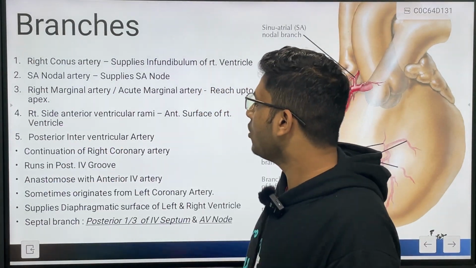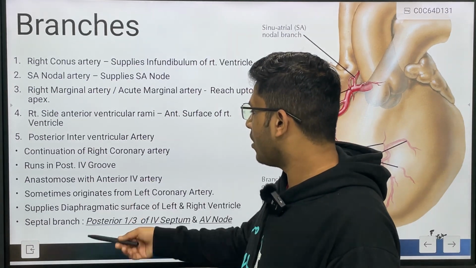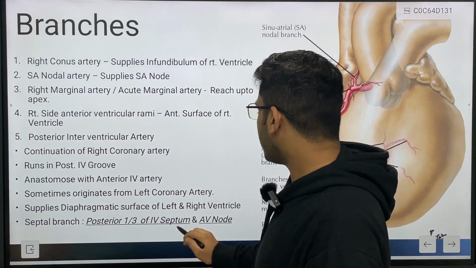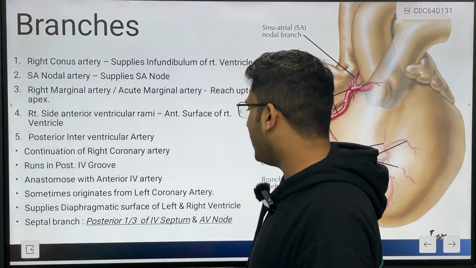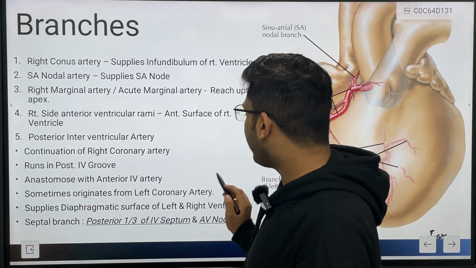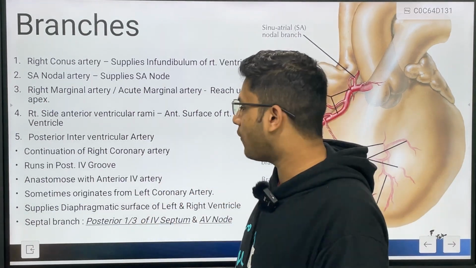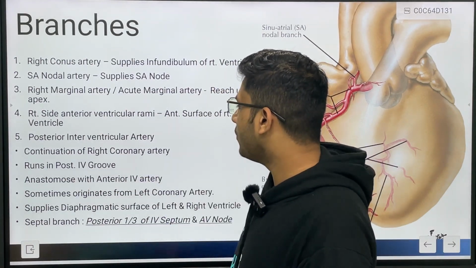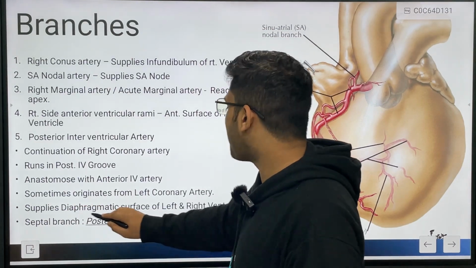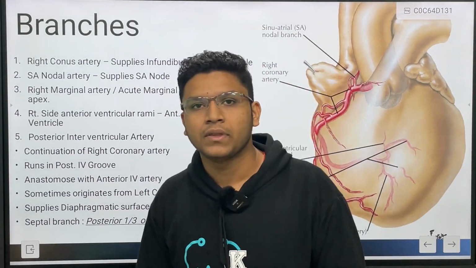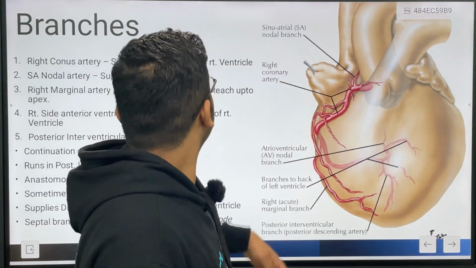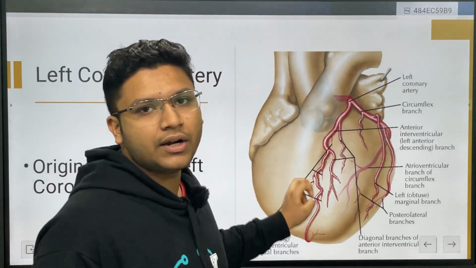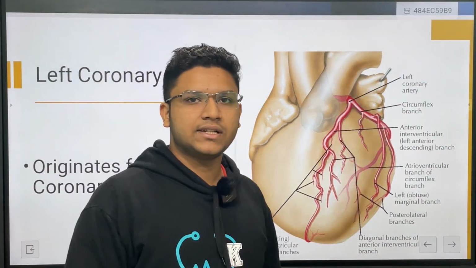Posterior interventricular artery, which is further giving some branches, is a further important artery, and it is supplying the interventricular septum, the posterior 1/3 of the interventricular septum and the AV node. It originates from the left coronary artery sometimes, which is a case of left dominance, which we will discuss in later slides. It runs in the posterior interventricular groove, and sometimes supplies the diaphragmatic surface of the left and right ventricle. So this is about the branches of the right coronary artery, and with this we completed the right coronary artery. We discussed its course, and then its branches.